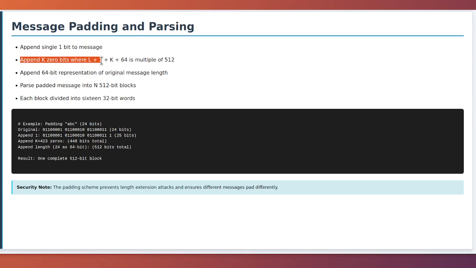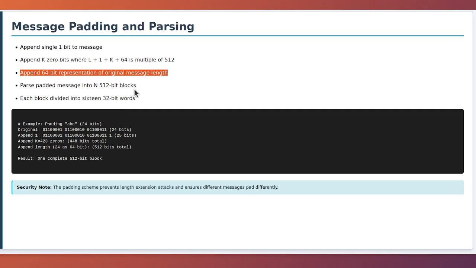Next, append K 0 bits, where K is the smallest non-negative integer such that L plus 1, plus K, plus 64 is a multiple of 512. In other words, we are adding enough zeros so that when we later add 64 more bits, we will have complete 512-bit blocks. Finally, append L as a 64-bit big-endian integer. This tells the algorithm what the original message length was, before padding.